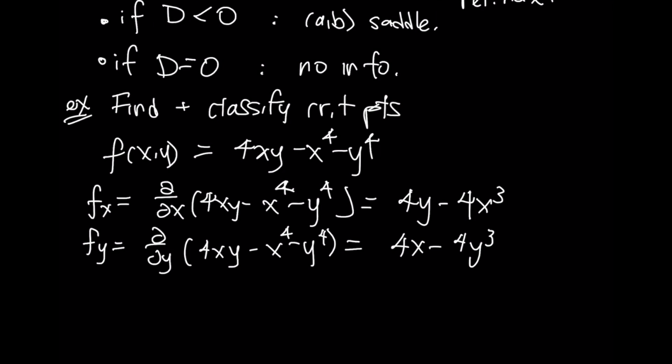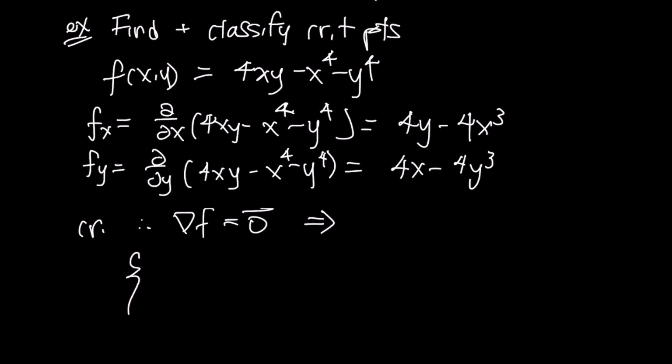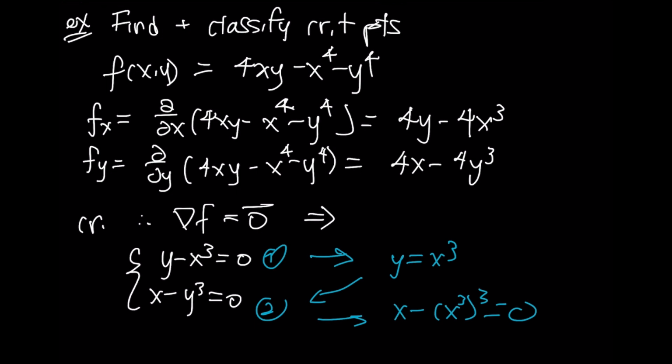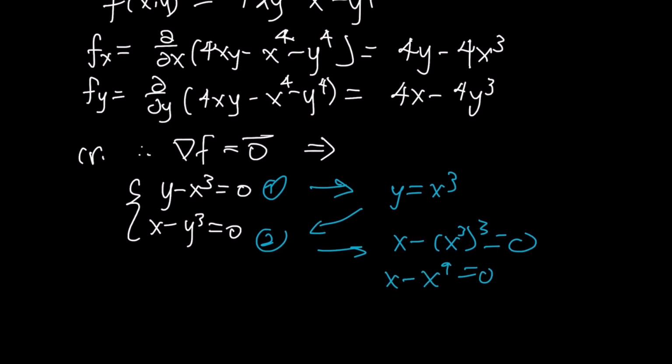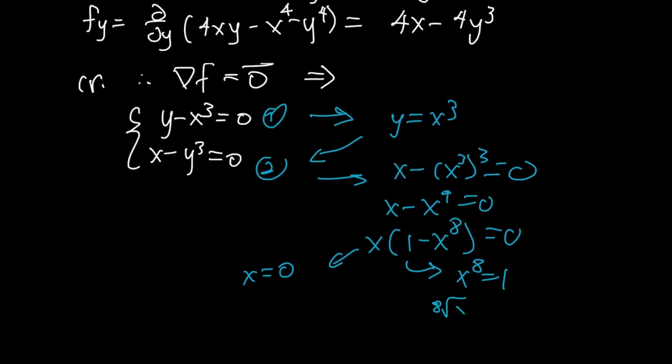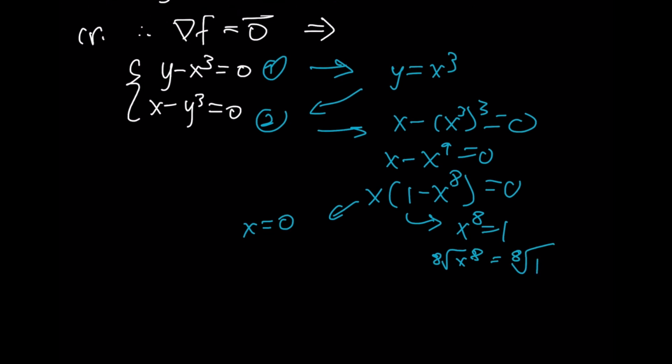The critical points happen when the gradient vector is equal to 0 or the gradient vector doesn't exist. In my case, it must exist. So I now have a system to solve: y minus x cubed is 0 and x minus y cubed is 0. We'll call this equation 1 and equation 2. From equation 1, I know that y is x cubed. If I put that into equation 2, I'll get x minus x cubed cubed is 0. x minus x to the 9 is 0. And this tells me that x times (1 minus x to the 8) has to be 0. This has solutions that either x is 0 or x to the 8 is equal to 1. If you take the 8th root of both sides, the absolute value of x is equal to 1. So x is 1 or negative 1.